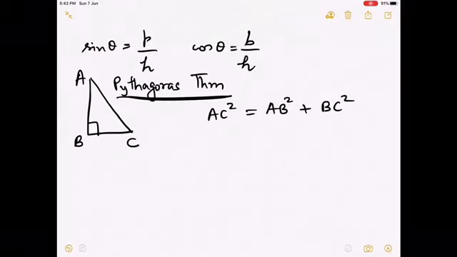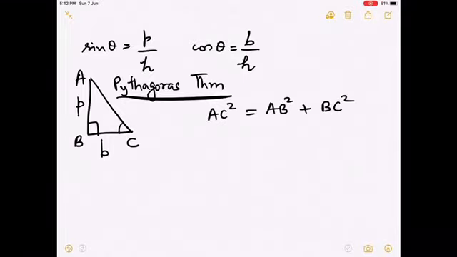Now in this triangle, if I consider any one of the angles as the angle of reference, let us say angle C, then as I know, AB will become the perpendicular and BC will become the base. So let us see what happens using this Pythagoras theorem.